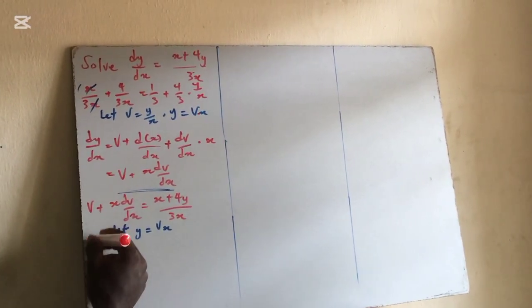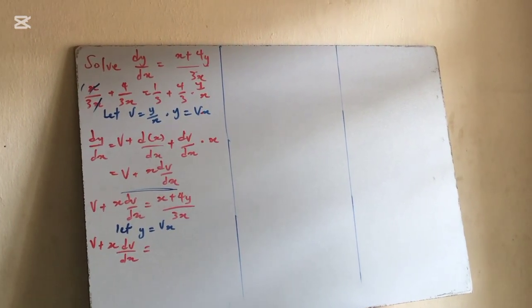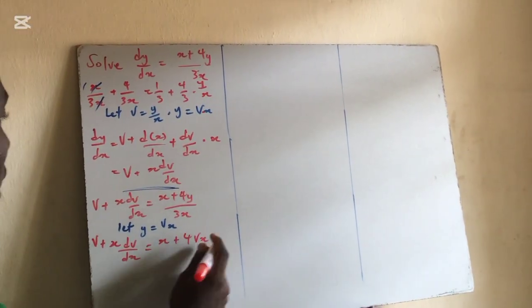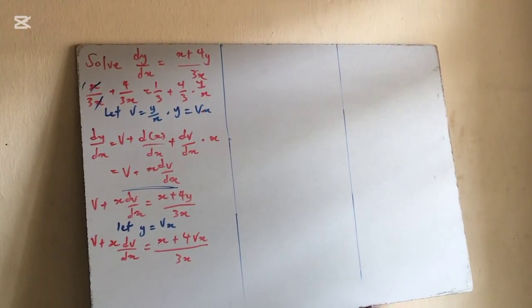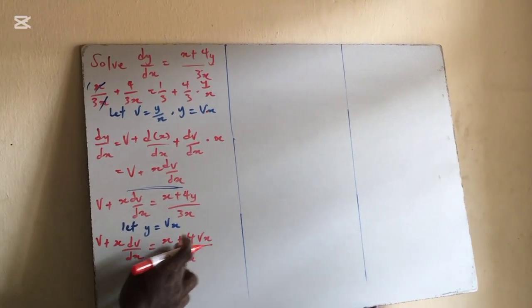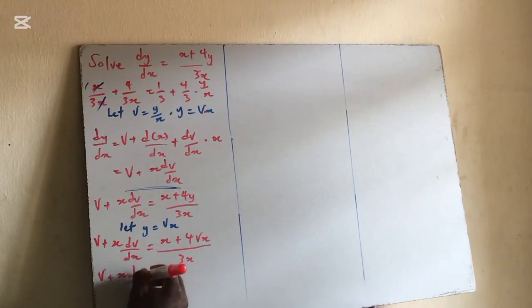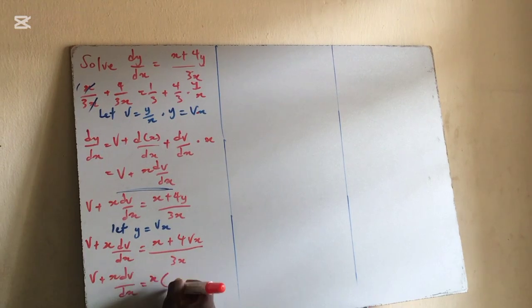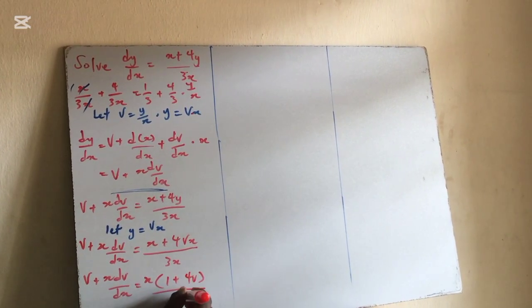So in that place, we are going to be having v plus x dv/dx on the left hand side, then equal to x plus 4vx, now y is already vx, over 3x. I want us to pay close attention. So now we are factorizing x in this place. You know that x is common here and here, so we want to factorize it out. So here factorizing x out, I'll be having x into bracket 1 plus 4v over 3x.